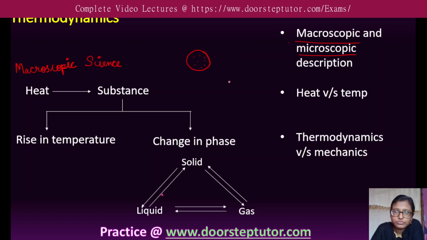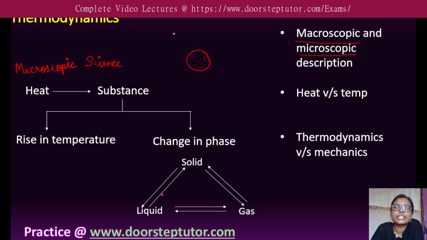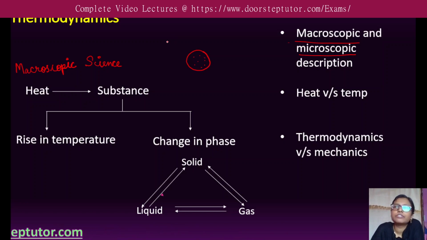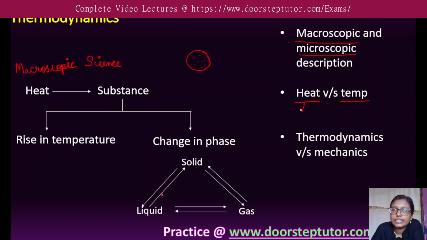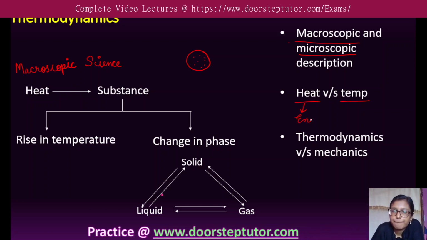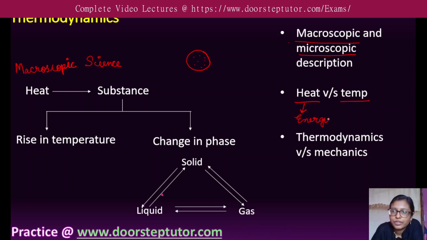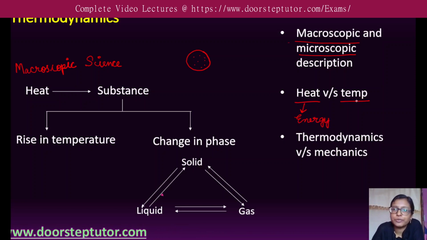So next, in thermodynamics, we study heat, temperature, and interconversion of heat with other forms of energy. So now, what is temperature? What is the difference between heat and temperature? We know that heat is a form of energy that flows from a hot body to a cold body, whereas temperature is the degree of hotness or coldness.